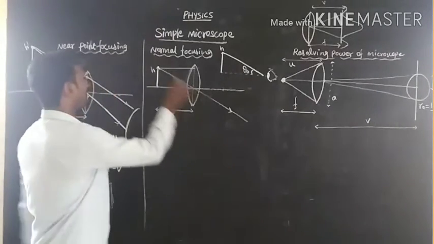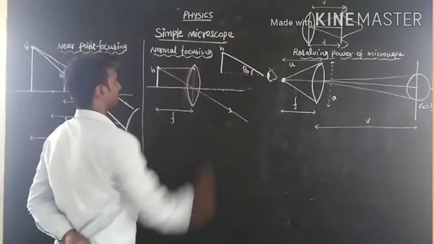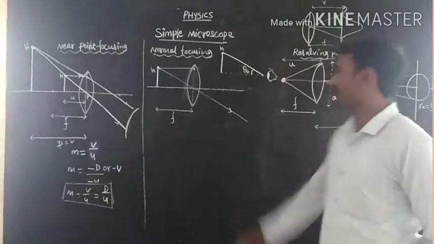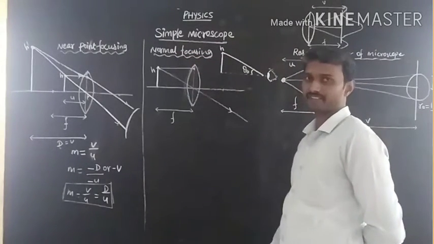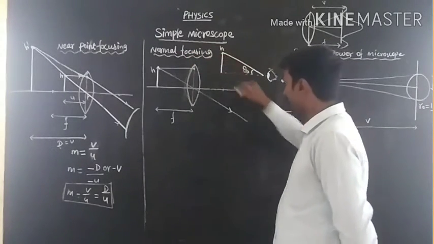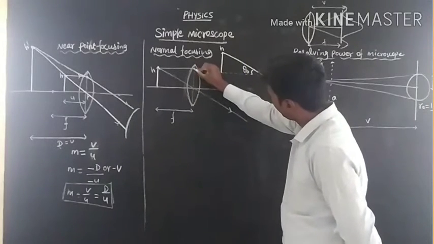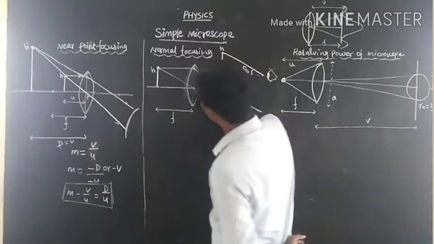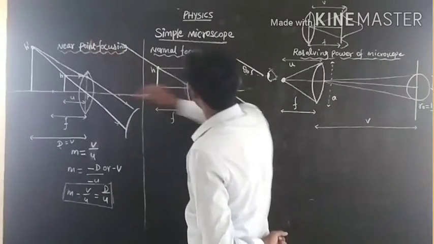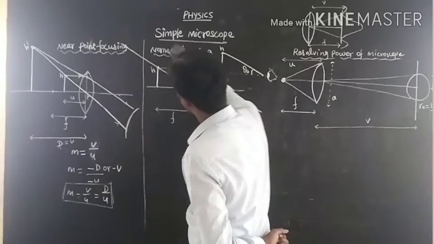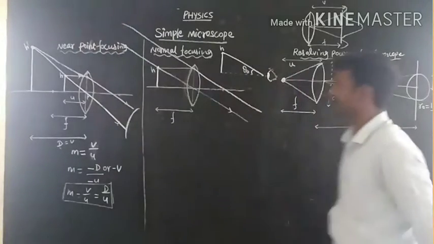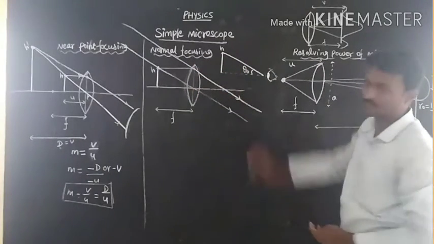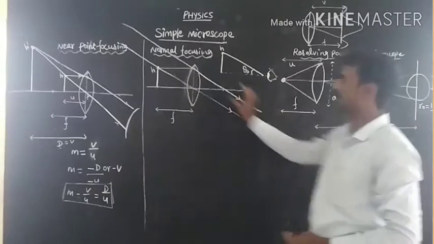But the ray parallel to the principal axis, after refraction, passes through the principal focus. So the ray comes out through the principal focus. Okay? So these two light rays, beyond the object side, do not meet. They are parallel refracted rays. So the parallel refracted rays do not meet.